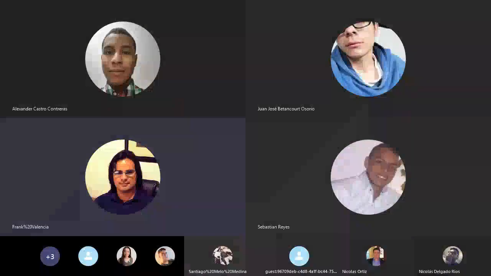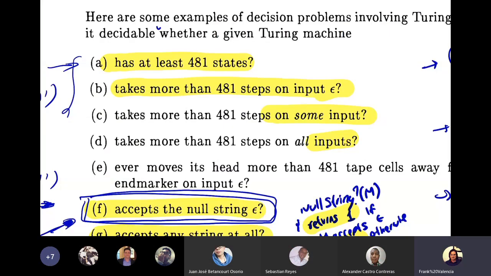Okay, so now is it clear what A and B are? Are they decidable? Yes. Yes.